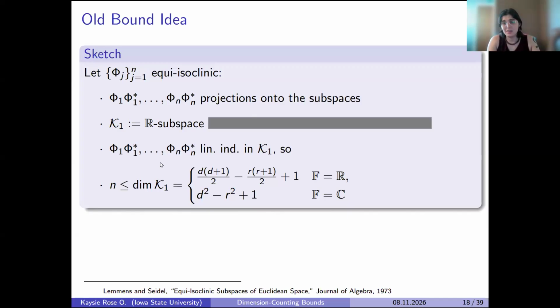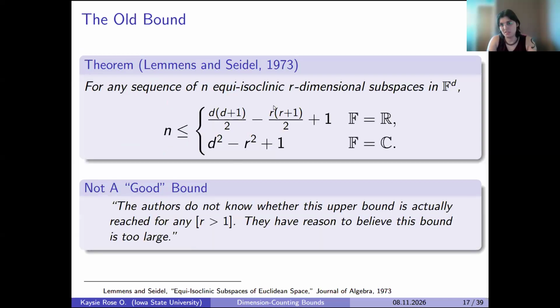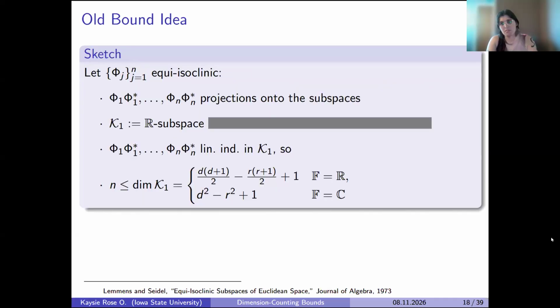The projections, it turns out, are linearly independent in K1. So we have n linearly independent things in a subspace. N is bounded by the dimension of the subspace. And it turns out that the dimension of K1 is this exact. So this is the strategy that Lemons and Seidel use. I think it's a pretty slick proof.